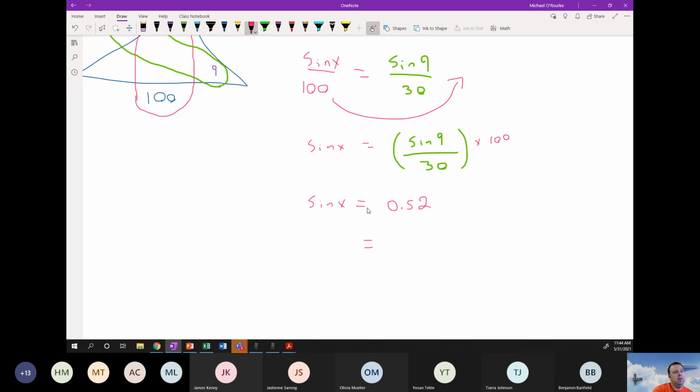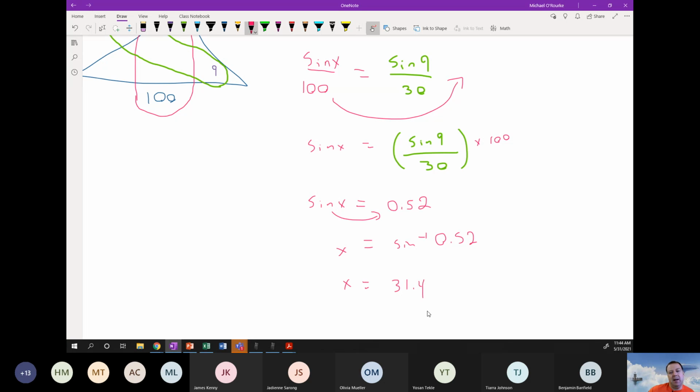Then we do sine to the -1, 0.52. Right, so we move that sine over. It should get us around 31.4. Now, on a test, I'll allow a variation of number. Like if you get 31, it doesn't have to be 31.4, but it depends. If you're using a trig sheet compared to a calculator, it's going to be a little bit different. Okay.